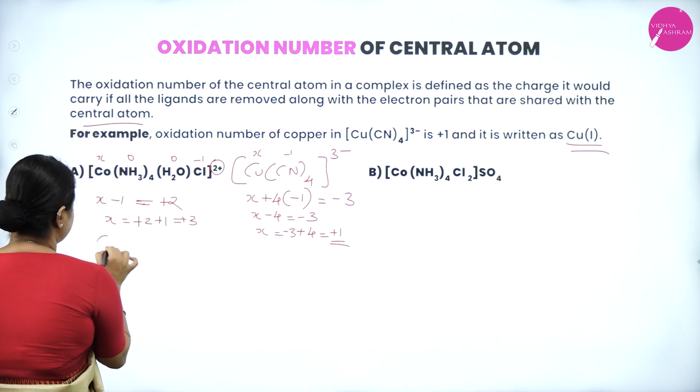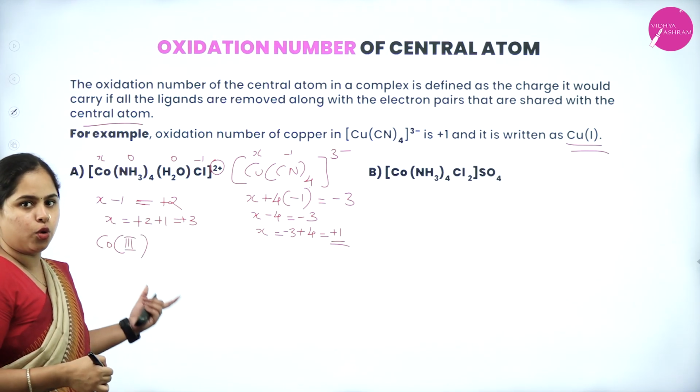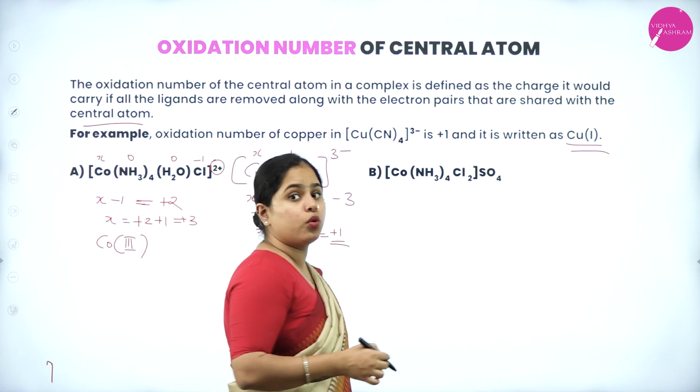So how do I write the oxidation number of cobalt? It will be cobalt 3. Okay, in Roman letters I write. Now the another one you can see, [Cu(NH3)4]Cl2SO4.